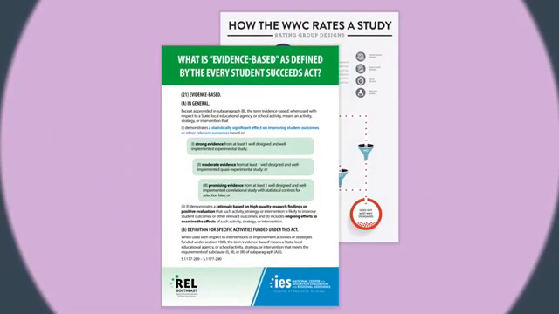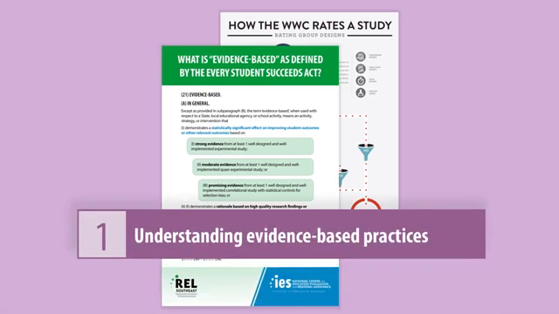Reviewing the evidence levels described in the Every Student Succeeds Act and the What Works Clearinghouse are critical to understanding the evidence-based practices referenced in this roadmap. This step provides 2 easy-to-read infographics to describe these evidence standards.